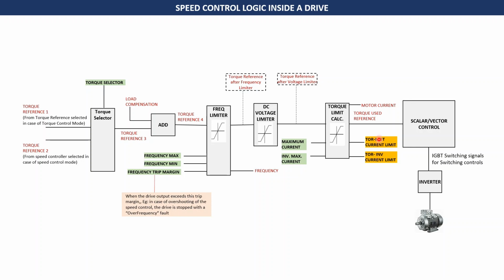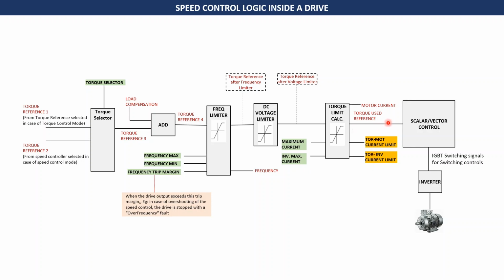So there are two fault signals here. These are some of the most important fault signals. If the current crosses the maximum motor current level, it will generate a torque motor current limit fault. And in case of breaching of the inverter maximum current, it will generate a torque inverter current limit fault.